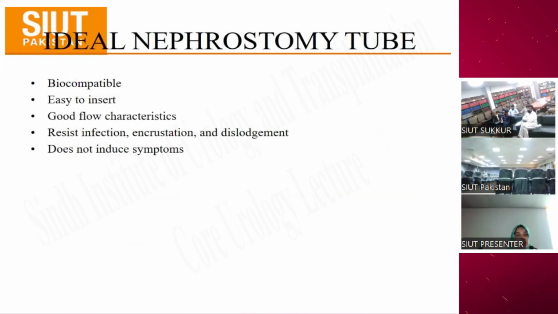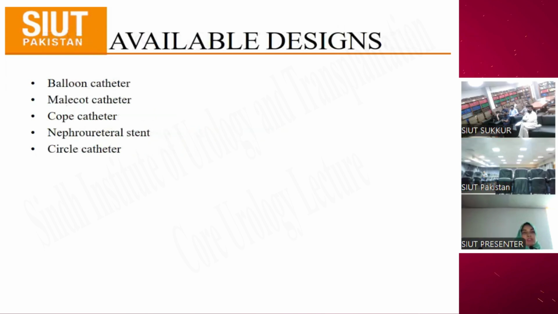So what are the properties of an ideal nephrostomy tube? It should be biocompatible, easy to insert, has good flow characteristics, and resistant to infection, incrustation, and dislodgement, and does not induce symptoms. So we have different types of design available for nephrostomy tubes.